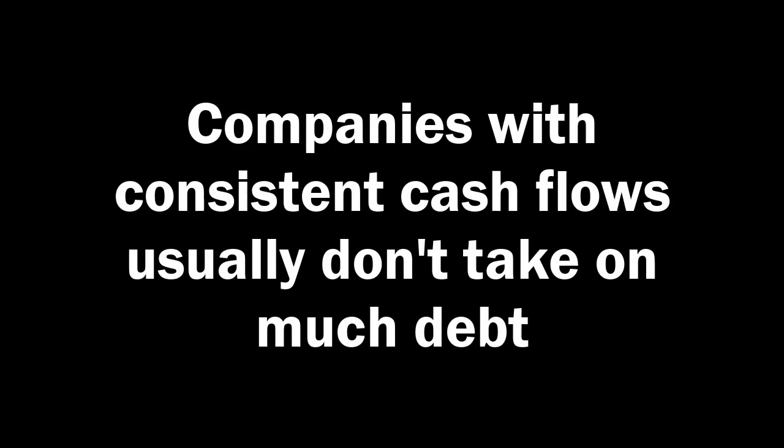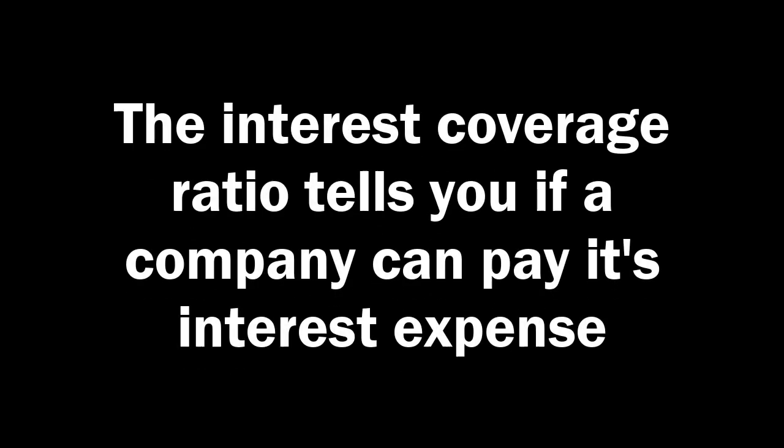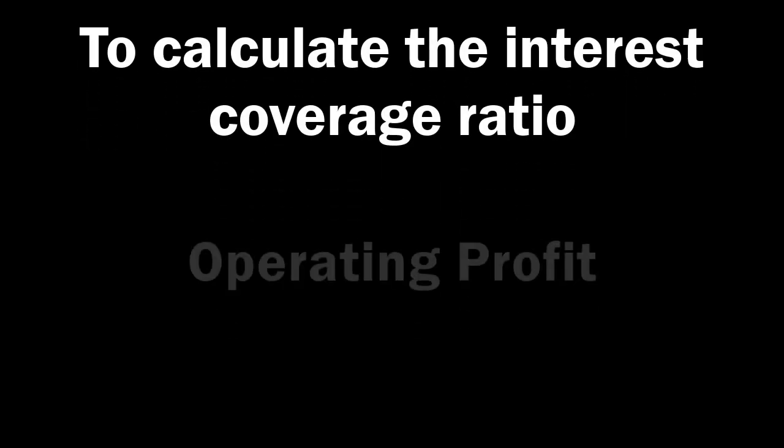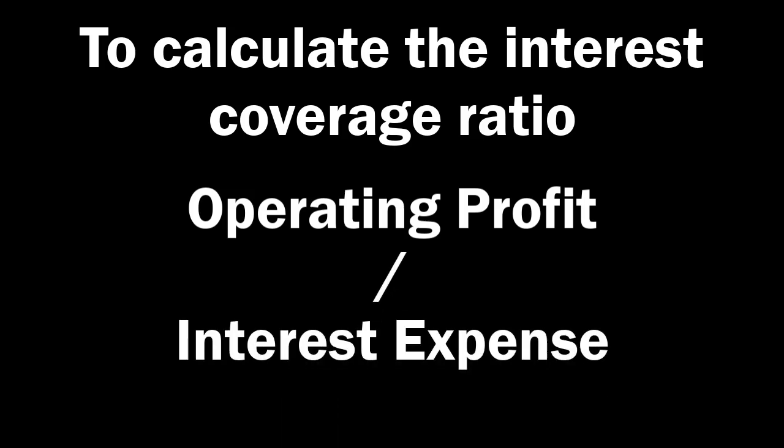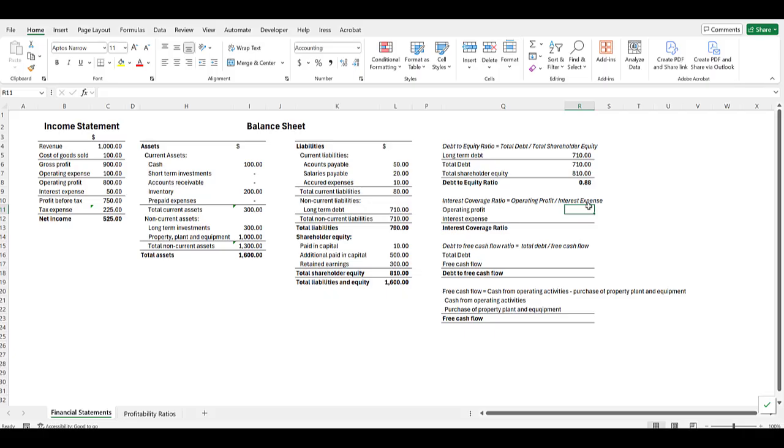Companies that have consistent cash flows usually don't take on too much debt. That's because they can fund their growth internally. Our next leverage ratio is the interest coverage ratio. If you have debt, you must pay interest to the lender. The interest coverage ratio tells you if a company can pay its interest expense, or how many times it could pay its interest expense. To calculate the interest coverage ratio, we take the operating profit and divide it by the interest expense.